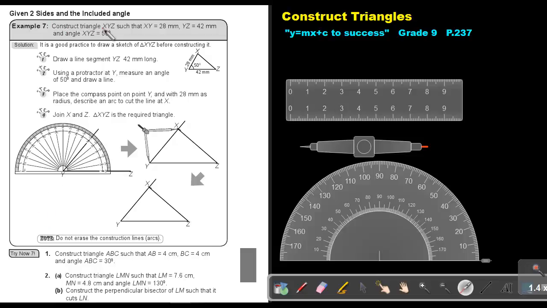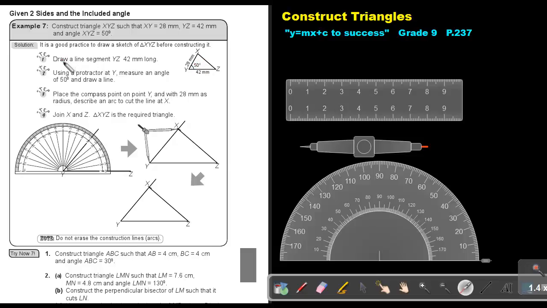Construct triangle XYZ such that XY is 28 millimeters, YZ is 42 millimeters, and angle XYZ is equal to 50 degrees. It's good practice to draw a sketch of triangle XYZ before constructing it. So make your sketch. Can you see that it's an included angle? So it's two sides with an included angle.